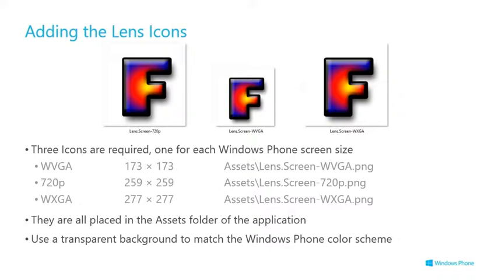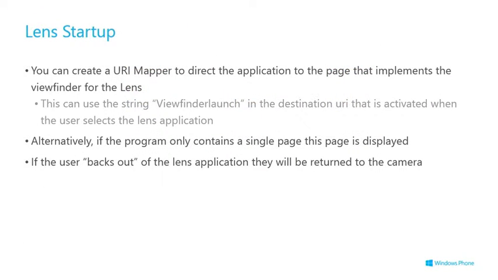And then what we're going to do is when the app is launched, you need to create a URI mapper to direct the application to the page. Now, URI mappers we're going to talk about in more detail tomorrow, so I'm not going to talk a lot about this, but essentially your app will be launched from the built-in camera app. You need to create a little bit of plumbing to make sure that this thing starts up.